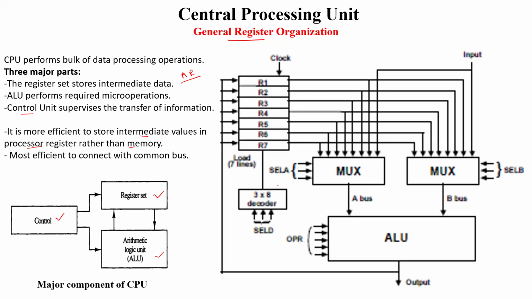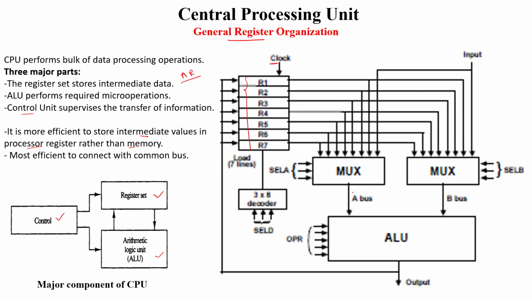Now, on the right side, we are going to see how this control unit helps to perform a particular operation. Here we have 7 registers, R1 to R7. Since the registers are designed with flip-flops, a clock is required, so the clock pulse is here.